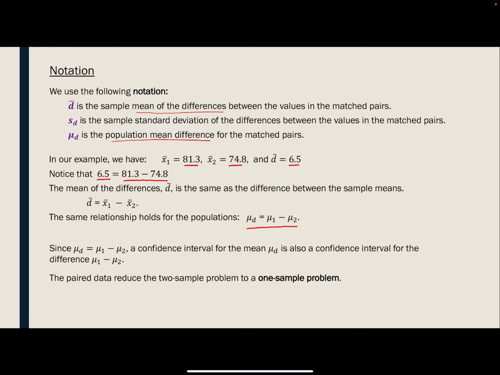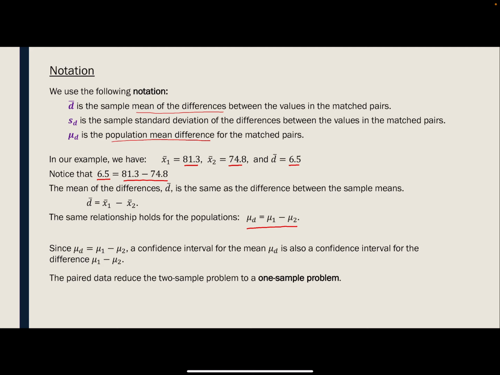So we're saying that the population mean of the differences is the same as the difference between the population means. In other words, it doesn't matter what order we subtract. We can either calculate the mean separately, subtract them and run the test on that, or we can subtract the paired data and run a test on the differences.